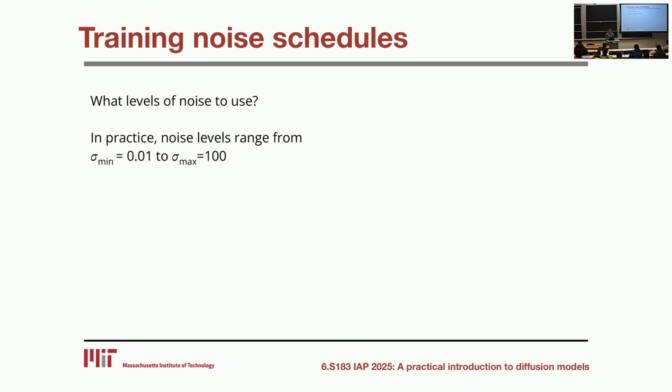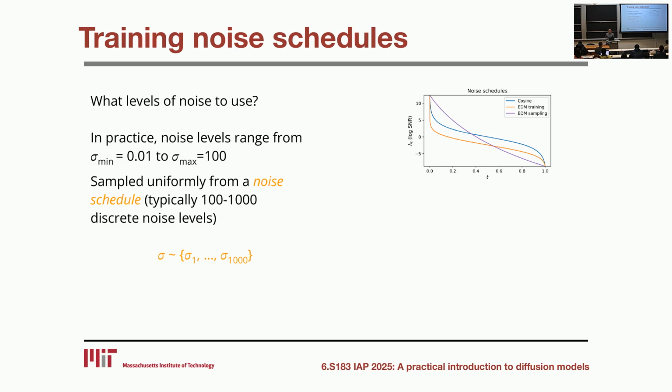In practice, these noise levels can range from really small to really large, from 0.01 to 100. If you think about it in comparison, the magnitude of the data is about 1. So the noise can be much smaller as well as much larger than the magnitude of the data. And these noise levels are usually sampled from a discrete noise schedule. The noise schedule is basically a list of different noise levels. Here, sigma 1 could be 0.01, sigma 1000 could be 100.